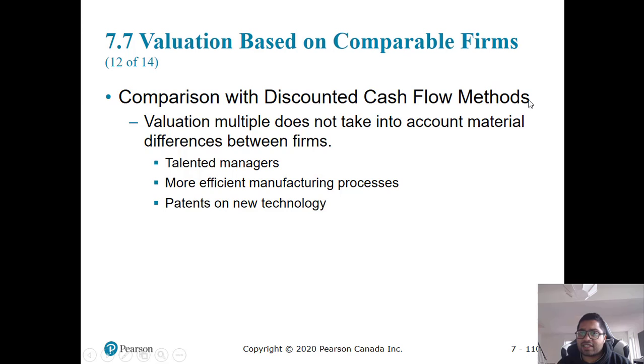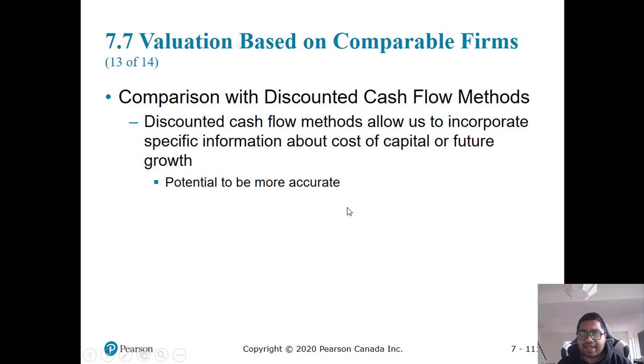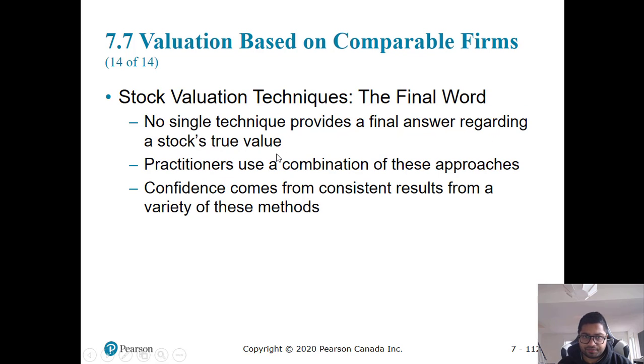Comparisons with discounted cash flows. A valuation multiple does not take into account material differences between firms, such as a talented manager, a more efficient manufacturing process, or patents on new tech. The discounted cash flow method allows us to incorporate specific information about cost of capital or future growth. So it has the potential to be more accurate.